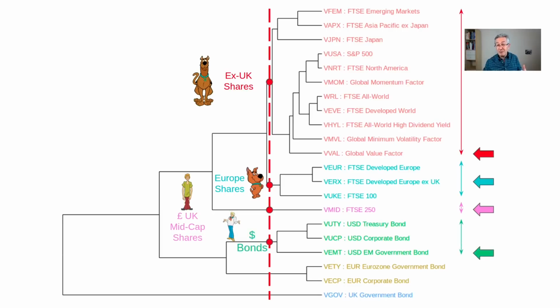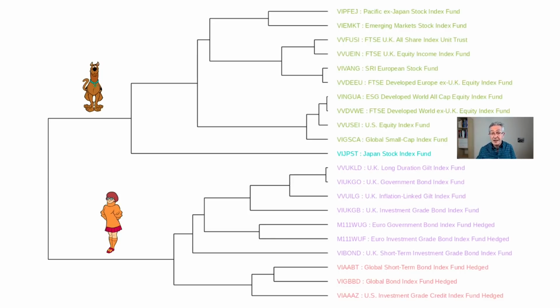Then we get to the kind of boring preppy parts of Mystery Incorporated, and that would be the boring bond funds. So Fred would be the dollar-denominated bonds here, Daphne was the euro-denominated bonds, and Velma was the very boring UK government bonds. If we update the tree using the latest data, this is what the tree looks like. And again, it clusters very cleanly into equity at the top here and bonds at the bottom. So that would be your Scooby at the top and Velma at the bottom.